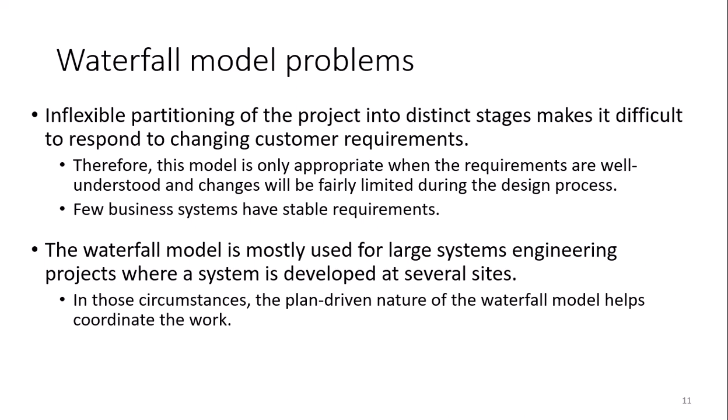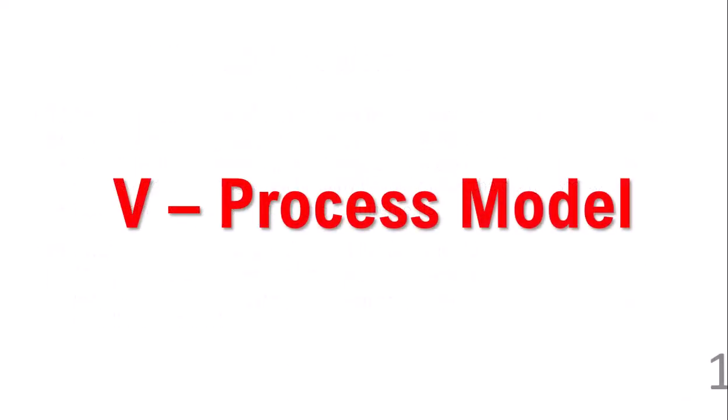The waterfall model is mostly used for large system engineering projects where the system is developed at several sites, but it is not mandatory that we apply it only for small or large system projects. One thing you should remember is that one thing is fixed, that is the stable requirements. In those circumstances, the plan driven nature of the waterfall model helps coordinate the work. Now let us discuss the V process model.